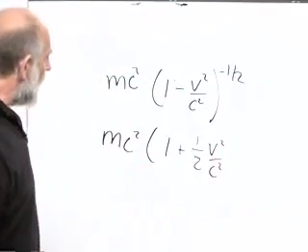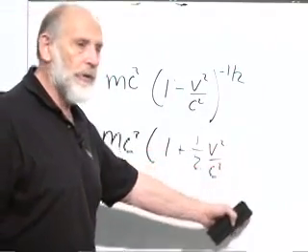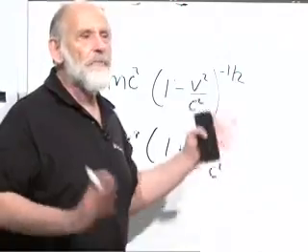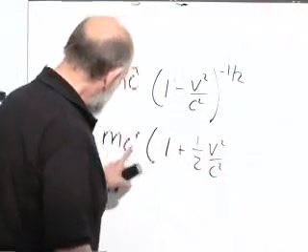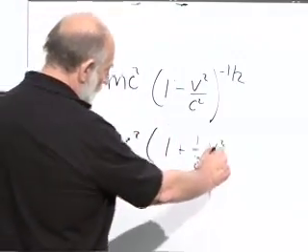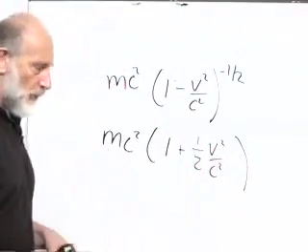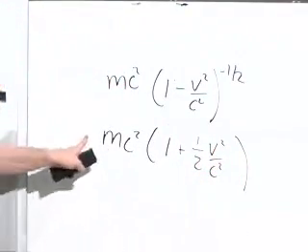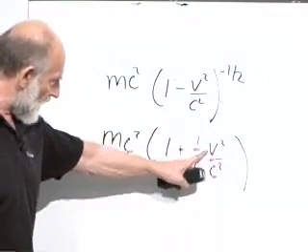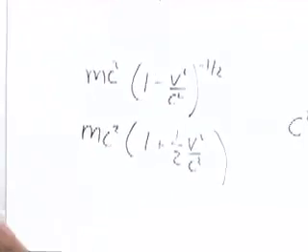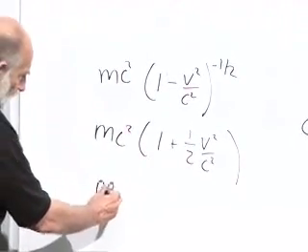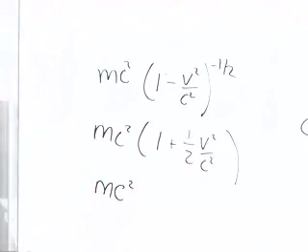c squared. The next one will be order v to the 4th over c to the 4th. That's impossibly small for any ordinary velocity. And so this is basically a good approximation for slowly moving objects: mc squared times 1 plus 1/2 v squared over c squared. And now the rest is familiar. It's mc squared. You've seen that before.